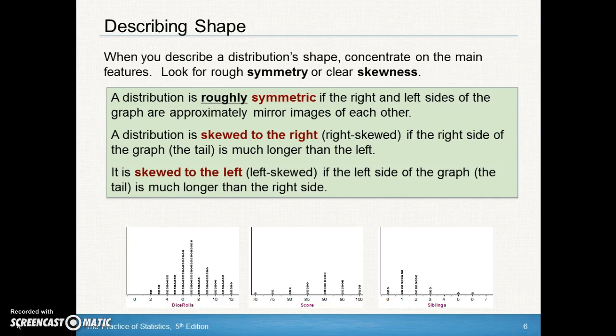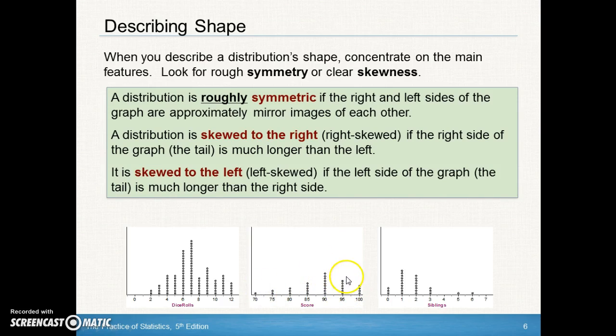We say that a distribution is skewed to the right, right skewed, that's this one, if the right side of the graph, or the tail, is much longer than the left. So you see we have a cluster of data values over here on the left side of the graph, and then fewer over to the right. Similarly, if a distribution is left skewed, the left side of the graph, or the tail, is much longer than the right side.